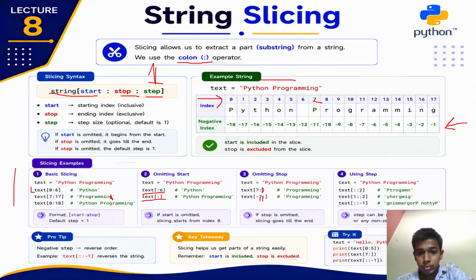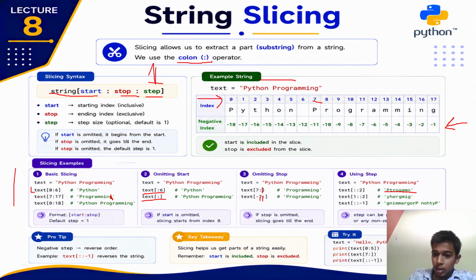So the step tells Python how many positions to move after selecting each character. For example, here you can see that double colon 2 is used. It selects every second character from the string and the output will be this. And similarly, you can see 1 double colon 2. The output will be this.